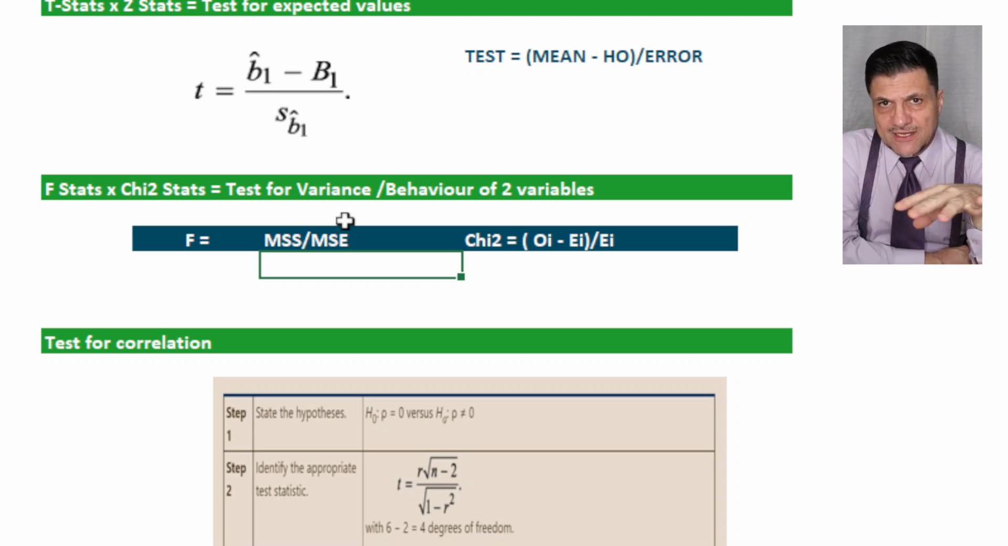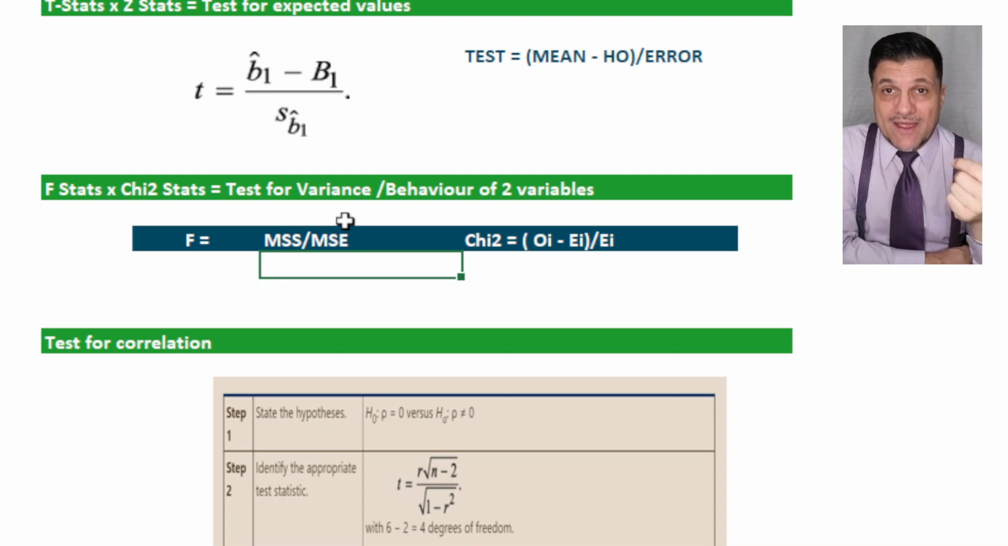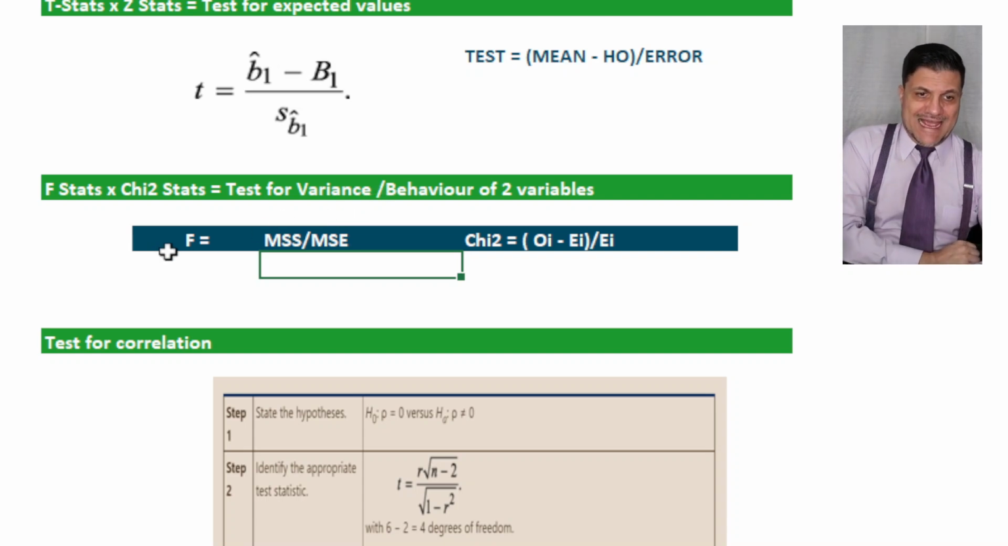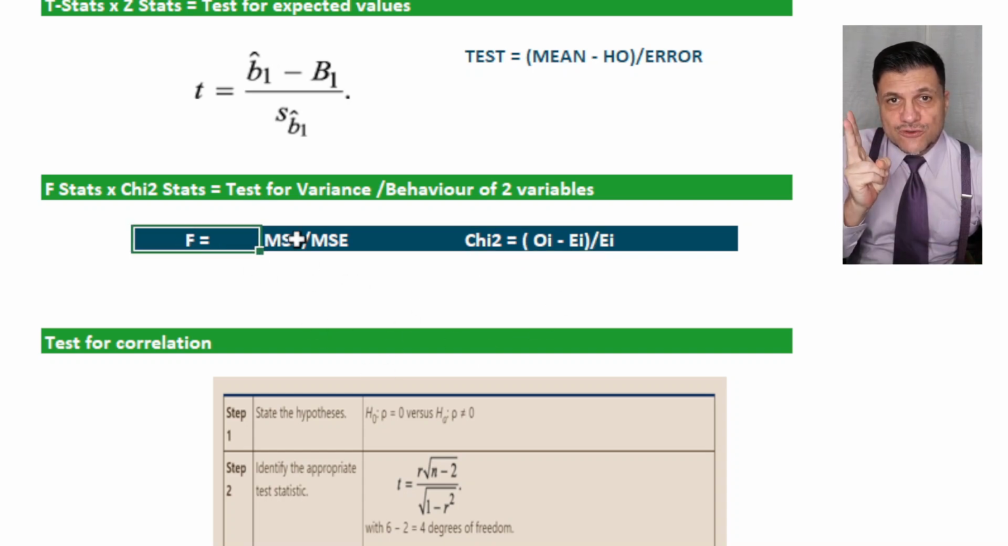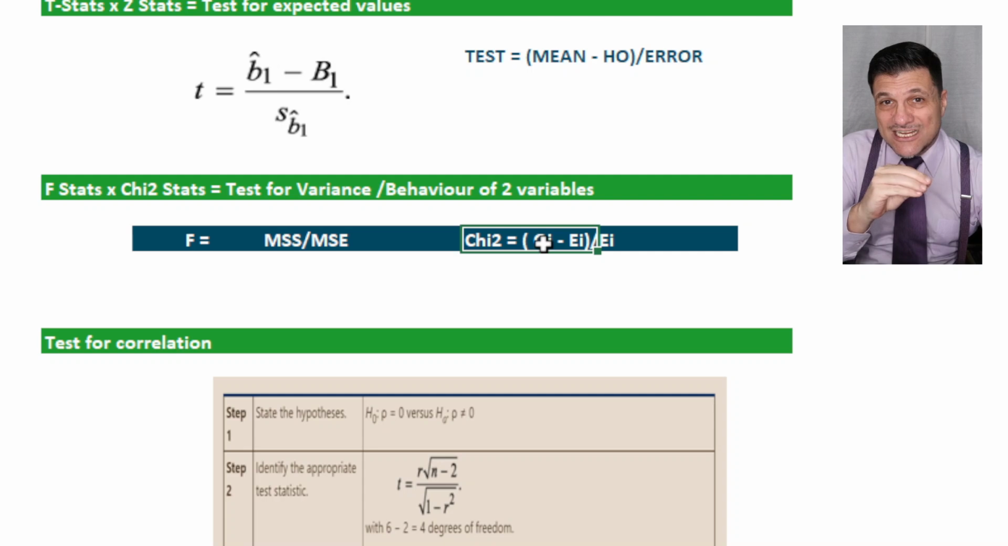For the F and the chi-square distribution, don't memorize any numbers. Just take a look at the question, and compare with the critical value given in the problem for the F test or chi-square test. When do I use one or the other? Well, the F you use when you have the variance of two variables, the behavior of two variables. But if I want to just do a single variance test, I use the chi-square.